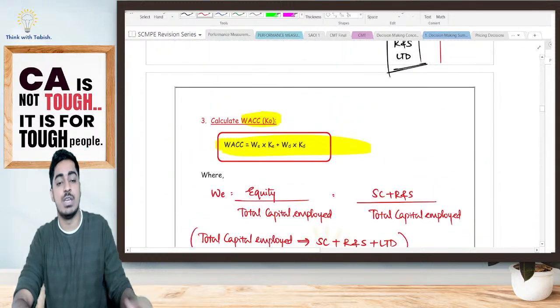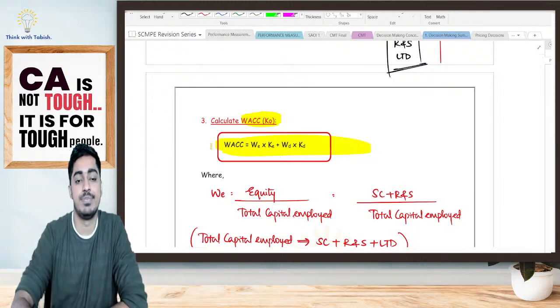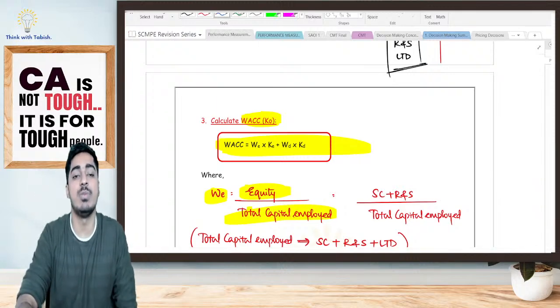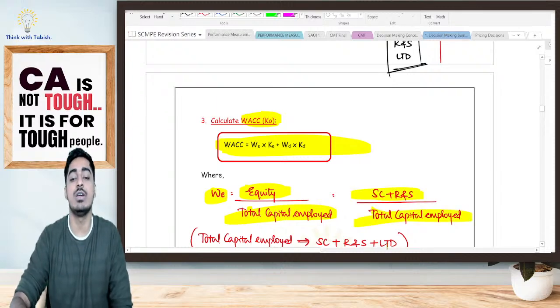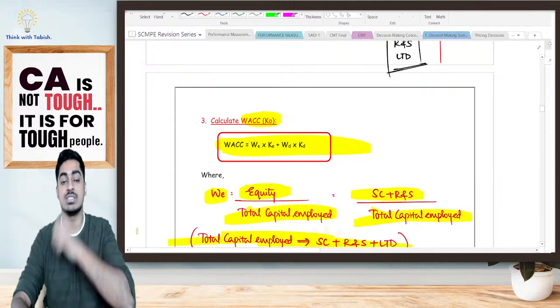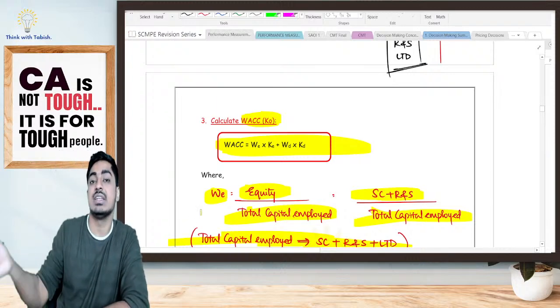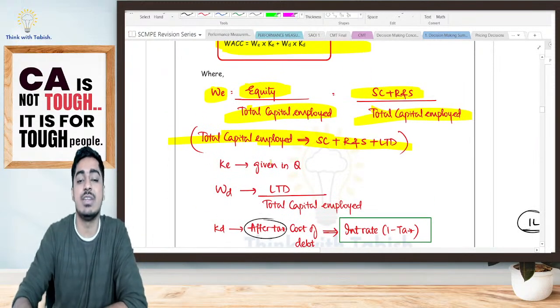It is cost of equity into weight of equity plus cost of debt into weight of debt. Weight of equity is the amount of equity divided by total capital employed. What all will be included in my equity? Share capital, reserves and surplus. Total capital employed will include three things: share capital, reserves and surplus, as well as long-term debt. When should I consider all this amount? I should consider this at the start of my year. All these percentages, everything. Cost of equity will be given in the question.